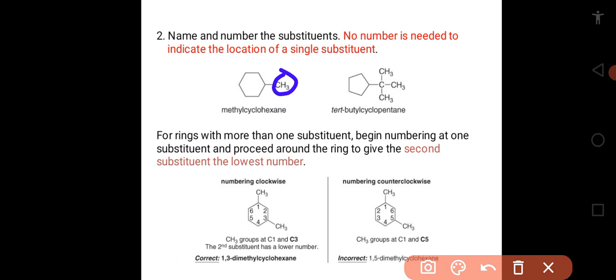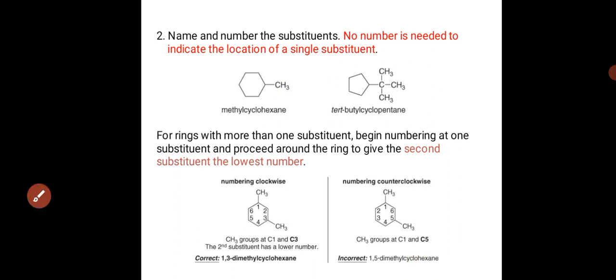So now look at another one. The carbon is tertiary here. The carbon is tertiary because three different carbons are attached to the carbon, so it's tertiary. So that is why it's tert-butylcyclopentane. For rings with more than one substituent, begin numbering at one substituent and proceed around the ring to give the second substituent the lowest number.